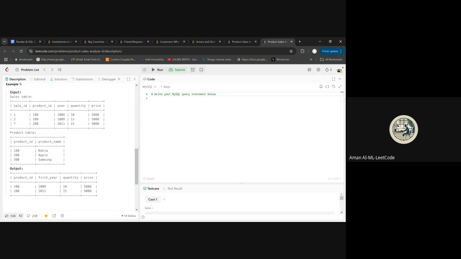ओके. तो करना क्या है, सबसे पहले तो हमको पता होना चाहिए कि we want to do this product ID, we want to get this product ID's first year. Okay, how do we get the product ID's first year?